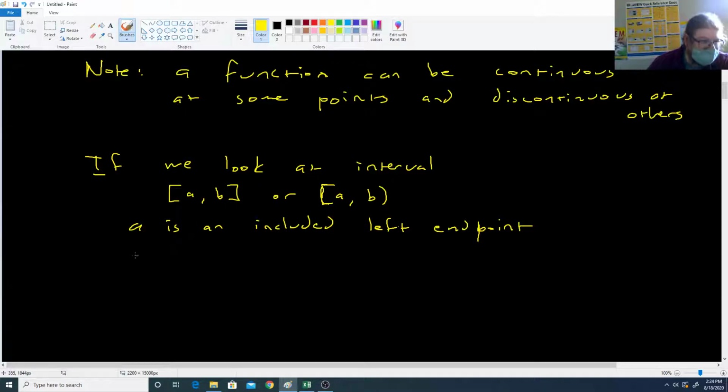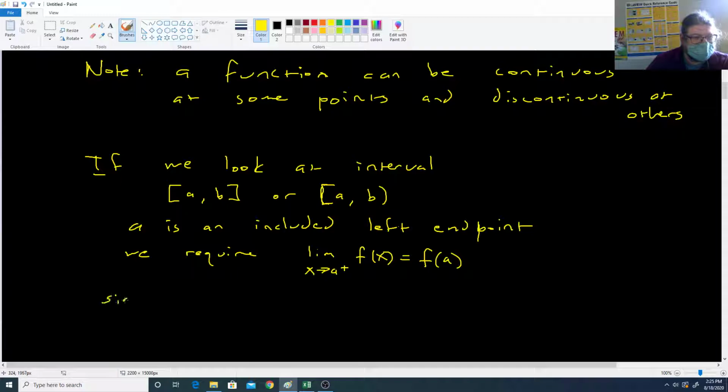then we require that the limit as x approaches a from the right hand side. So you're going to approach a from the right hand side, which is approaching it from the inside of the interval. So as long as the limit of your function is equal to the function value at that point, you can be continuous.